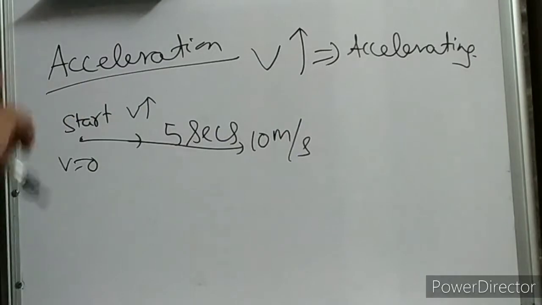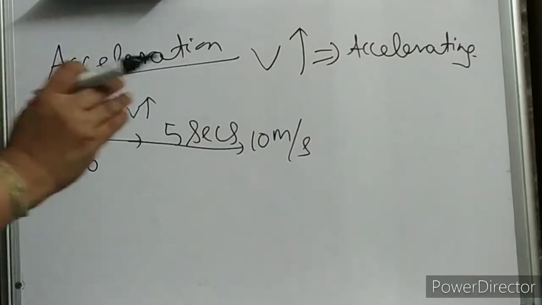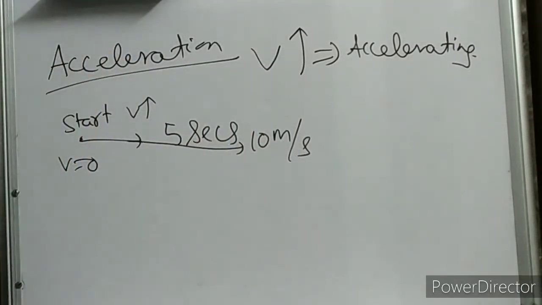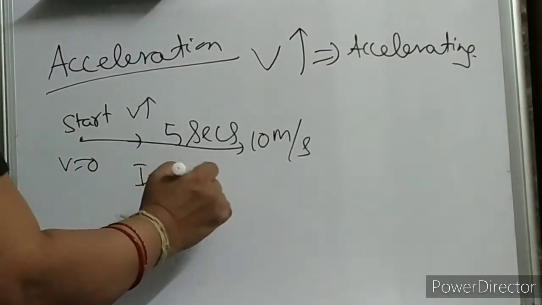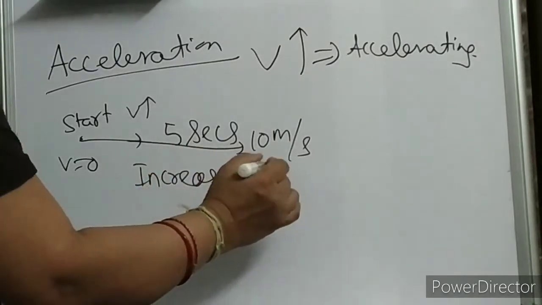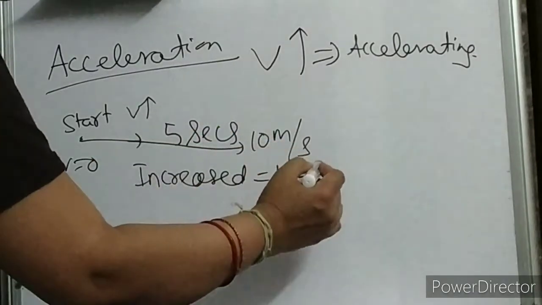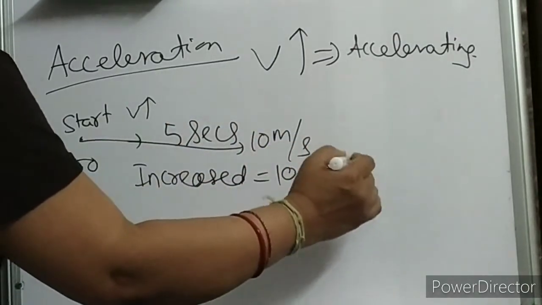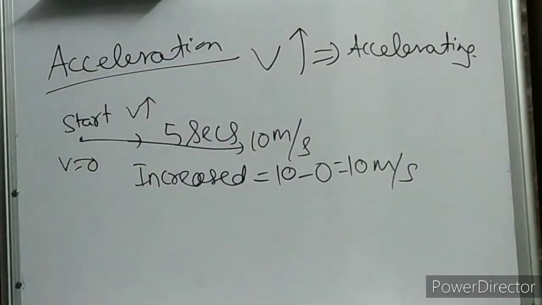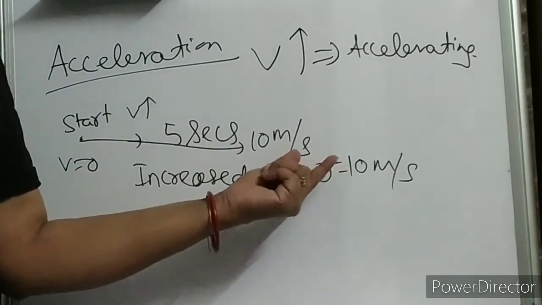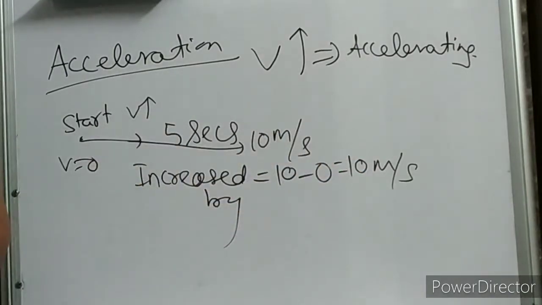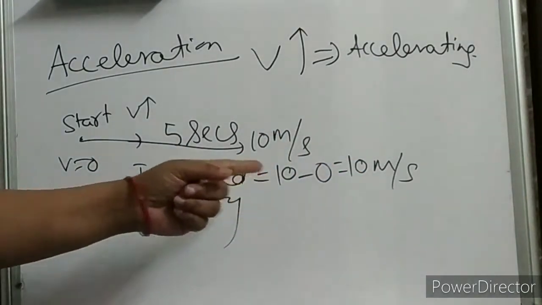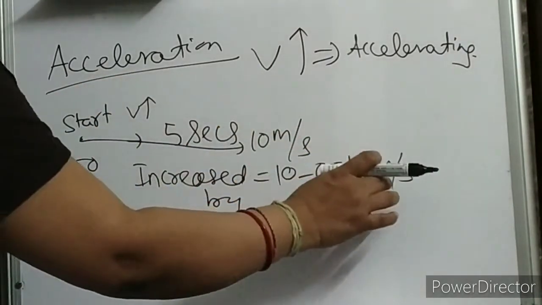Now what does it mean? In 5 seconds the velocity increased from 0 to 10. Then what is this amount, the increased velocity? How much? 10 minus 0, final velocity minus initial velocity, so it is 10 meter per second. Okay children, the velocity has increased by 10 meter per second in 5 seconds.